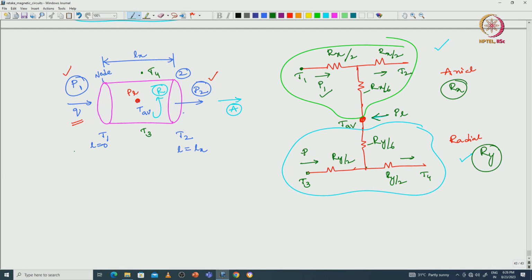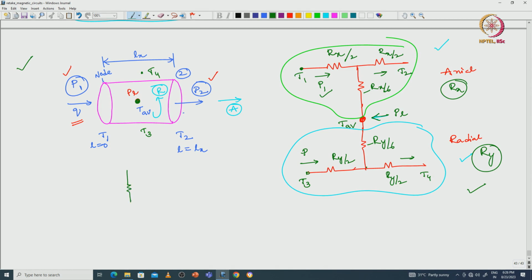This is the approximate thermal equivalent circuit model for this kind of system, where heat generation with respect to the power loss is happening at the center point of the circuit, and heat flow is happening in both radial as well as axial direction, that is two dimensional heat flow.